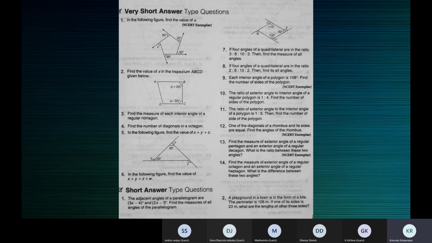Try the second one, children. For the first one, the property is: the sum of all the exterior angles of a polygon is equal to 360 degrees. So x is equal to 74 degrees. How do we do the second one?